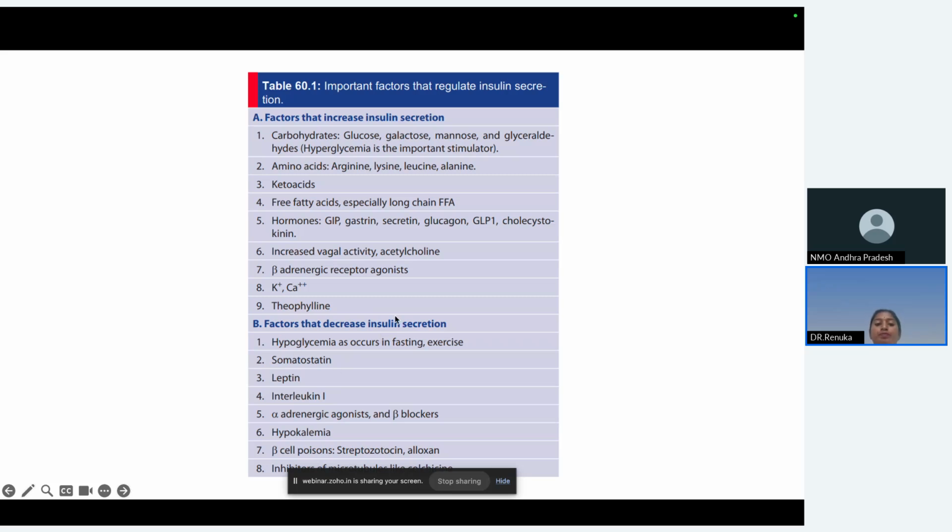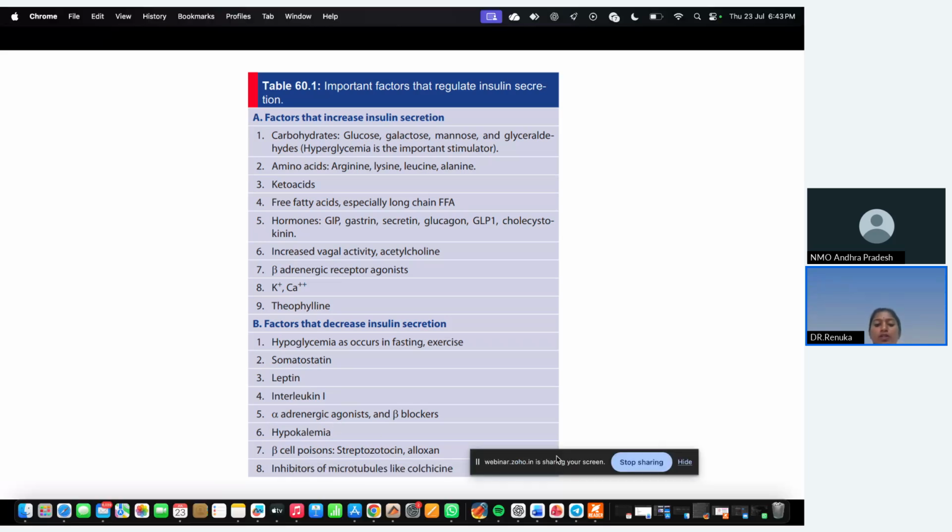Factors that decrease insulin secretion: hypoglycemia during fasting or during exercise, somatostatin, leptins, interleukins, beta blockers, hypokalemia, beta cell poisons such as streptozotocin, alloxan, inhibitors of microbial, colchicine. You just have to remember 3 or 4. If you just mention them, you will get good marks. That's it. Just remember 3 or 4 factors.